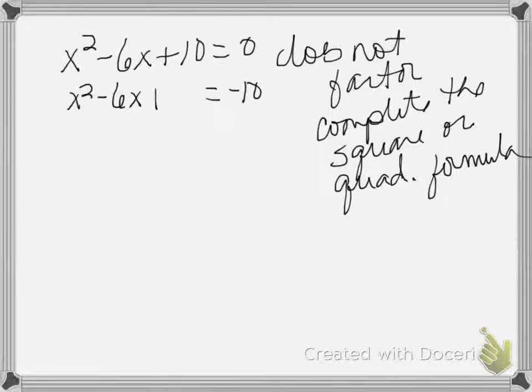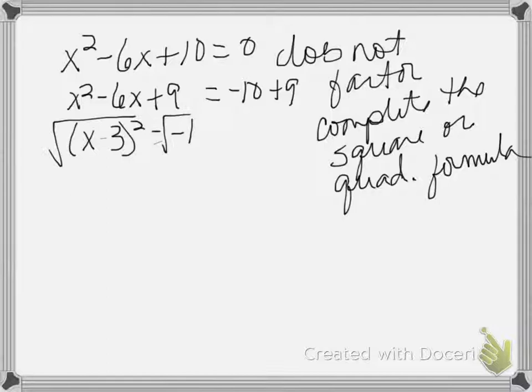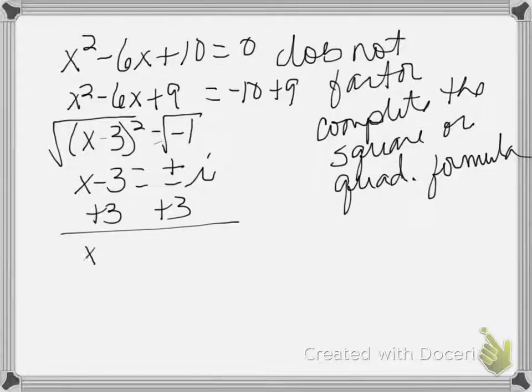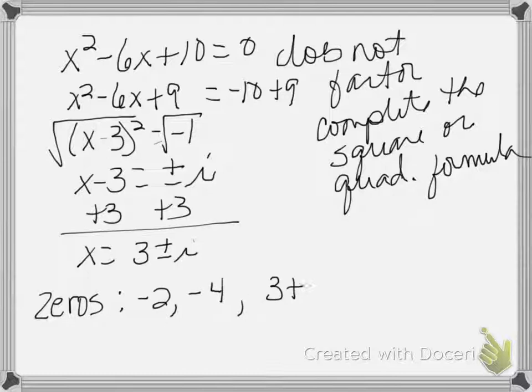To complete the square, you get c on the other side, so I have to subtract 10. Remember, you want to take half of b and square it. So half of 6 is 3, squared is 9. So you're going to add 9 to both sides. And the square root of -1 is plus or minus i. Add 3, so the answer is x equals 3 plus or minus i. So your zeros are -2, -4, and 3 plus i and 3 minus i.